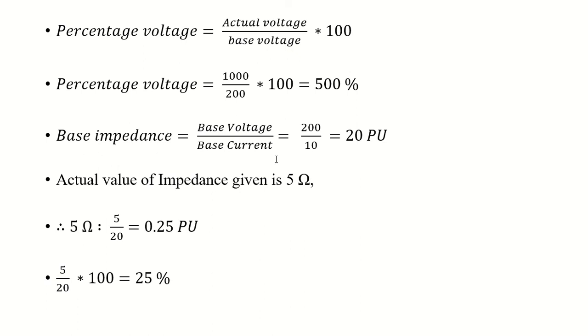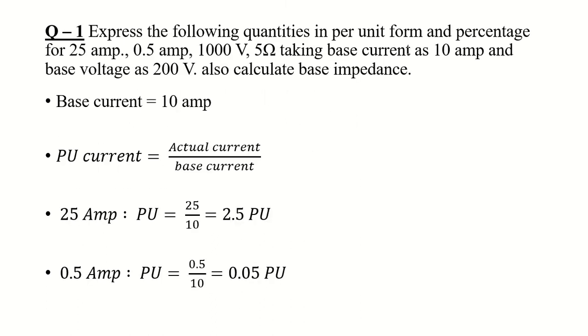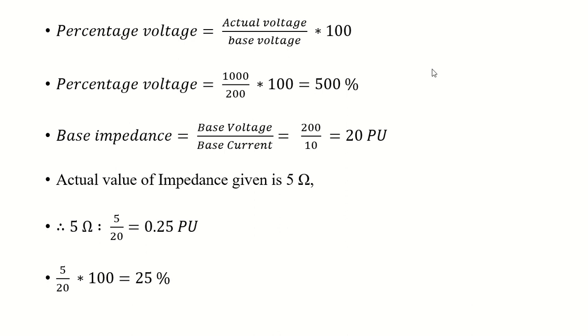So in order to find the base impedance, we will take the ratio of base voltage by base current. Both base voltage and base current are provided to us in the question itself. See, the value of base voltage is 200 volt, value of base current is 10 amperes. So we will take base voltage equal to 200, base current equal to 10. So 200 divided by 10, you will get the base impedance is equal to 20 per unit.